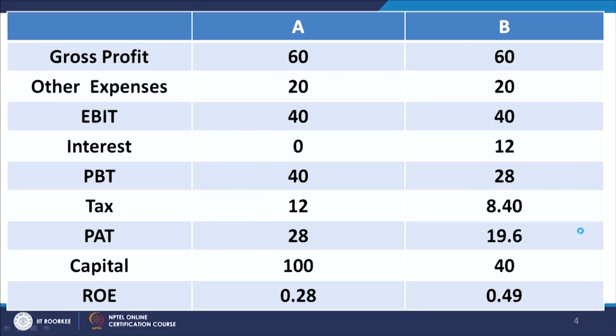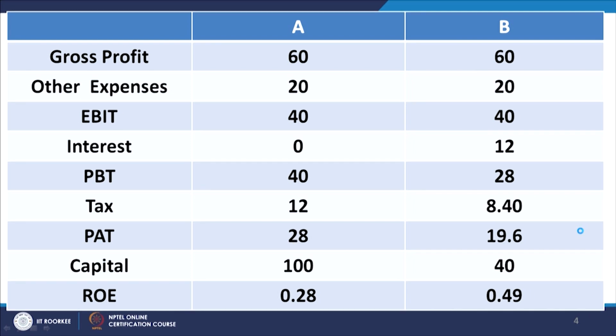The second effect: if it was only the first effect, then the return would have been not 0.49 or 49%, it would have been slightly less. But this effect is magnified even more because of the impact of the interest tax shield. Even that 20% that the company is paying out on its borrowings is subject to a tax shield at the rate of 30%.